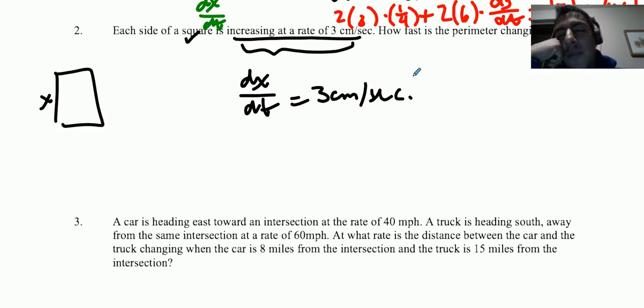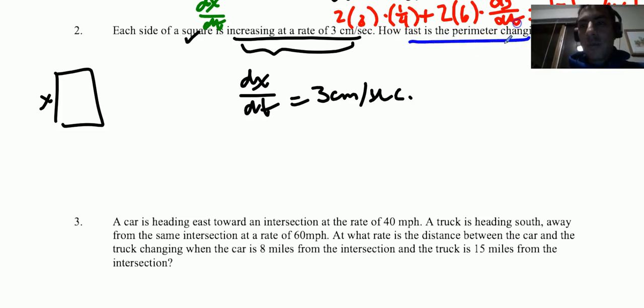I should have said this at the beginning. If you want to stop the video and try to start this on your own, you're more than welcome to. And then if you want to, resume afterwards, that's more than fine. You can stop the video, try the problem on your own, and then check to see how you did afterwards. That's totally okay. Or you can just watch along. Your call.